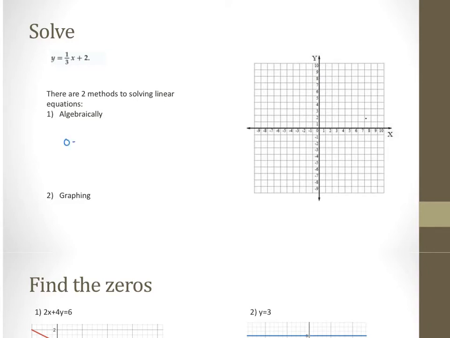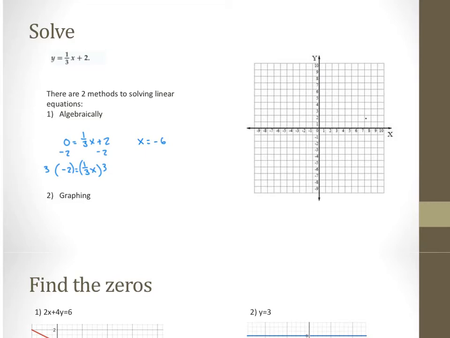So I have 0 is equal to 1/3 x plus 2. And now I solve for x. Minus 2. Okay. Now to get rid of the fraction, I'm going to multiply both sides by 3. And x, my solution is -6.